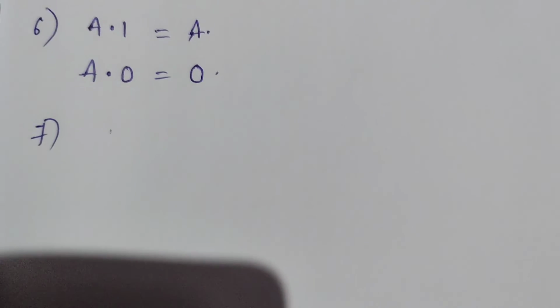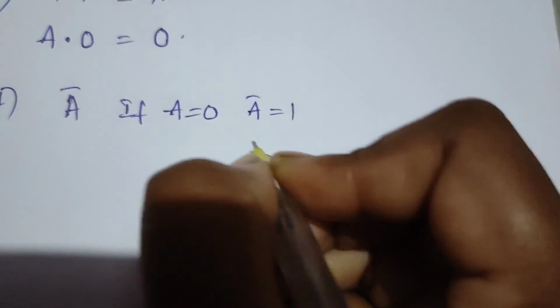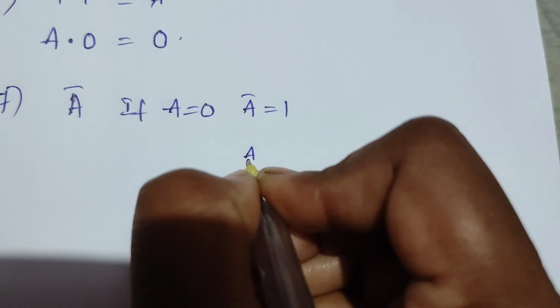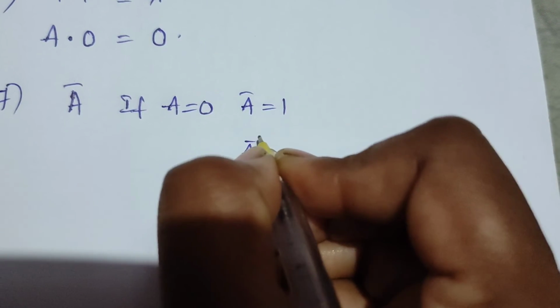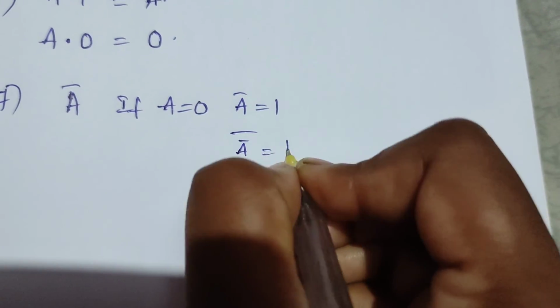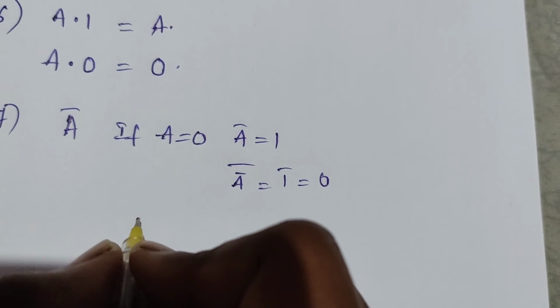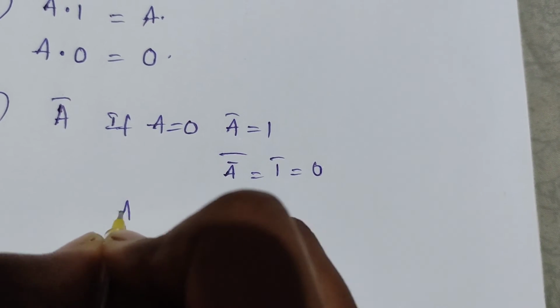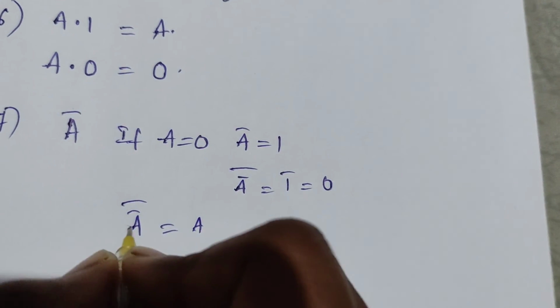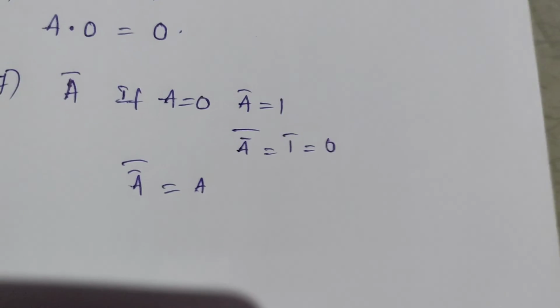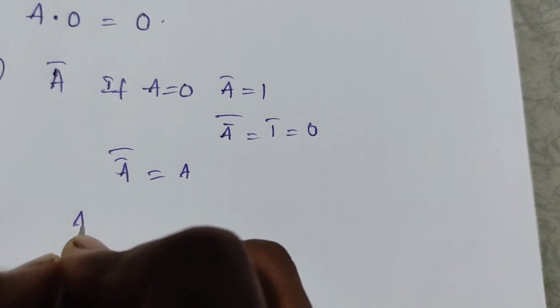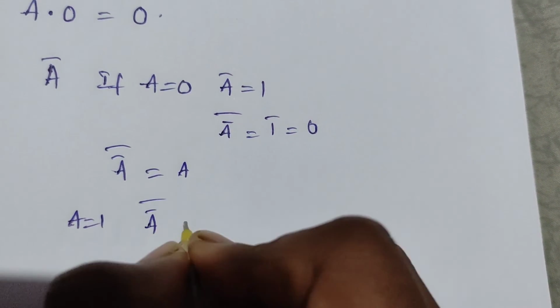We know the complement of a variable is denoted as a bar. If a is equal to 0, a bar is equal to 1. And if we complement it again, a bar bar, that is, 1 bar is equal to 0. What I am going to say here is the double complement of a variable gives the value itself. A double complement is nothing but a. If a is equal to 1, a double complement is nothing but 1.